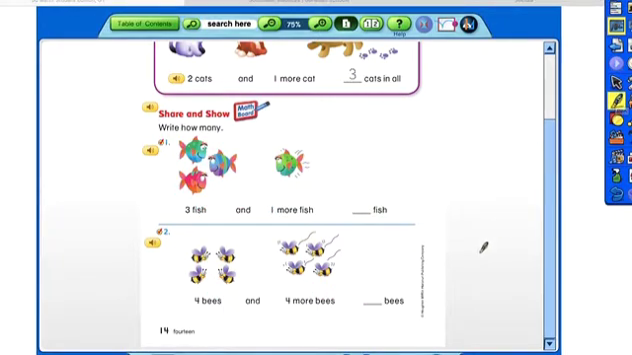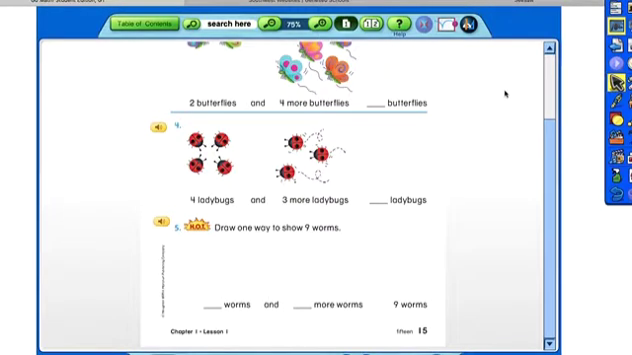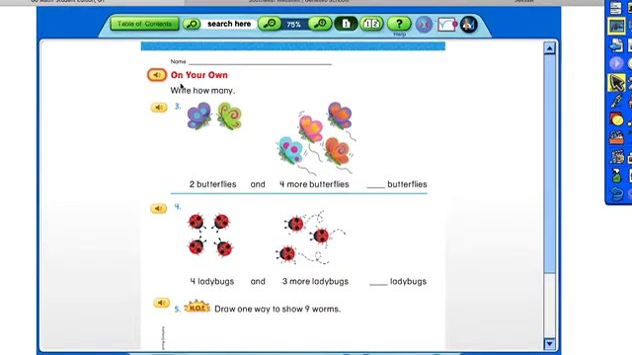Go ahead and flip to the next page. That looks like this. At the very top, this says on your own. You are going to complete this page on your own. You're going to do just like we did. You'll write the math sentence here and your answer here. Does anybody remember what we call the answer to an addition problem? The sum. You will write the sum here.